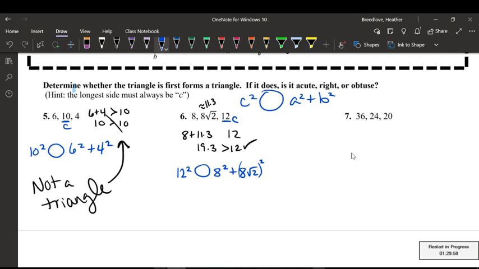So if we have 8 squared plus 8 times the square root of 2 squared, I didn't put my parentheses. You do need to put parentheses around the 8 and the square root of 2, like the way I wrote it, whenever you put it in your calculator, or it will not do it correctly. So that gives me 192. And 12 squared is 144. 144 is less than 192, so this is going to give me an acute triangle.